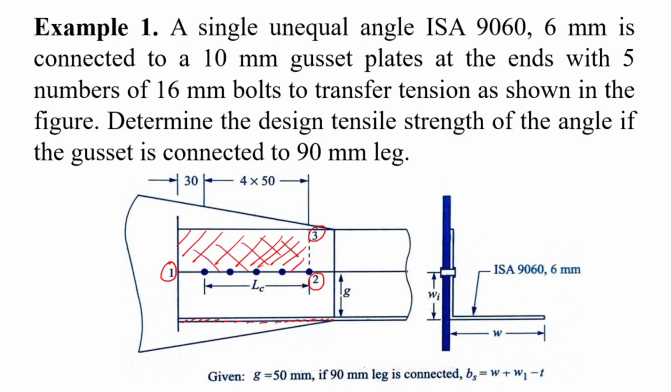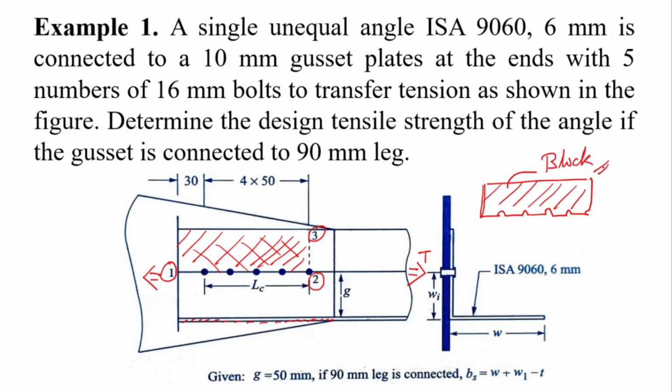That means when the angle is subjected to the external force T, the upper part of the angle will come out as a block due to the action of the external agency. So the upper part may come out in this pattern, as a block. That's why the failure is called the block shear failure.